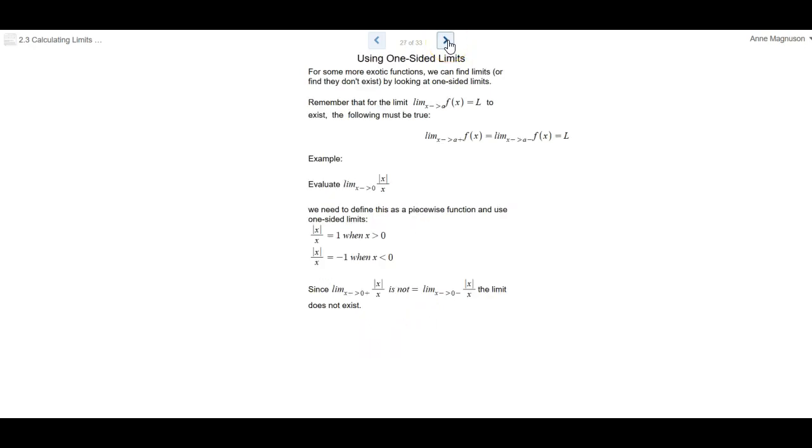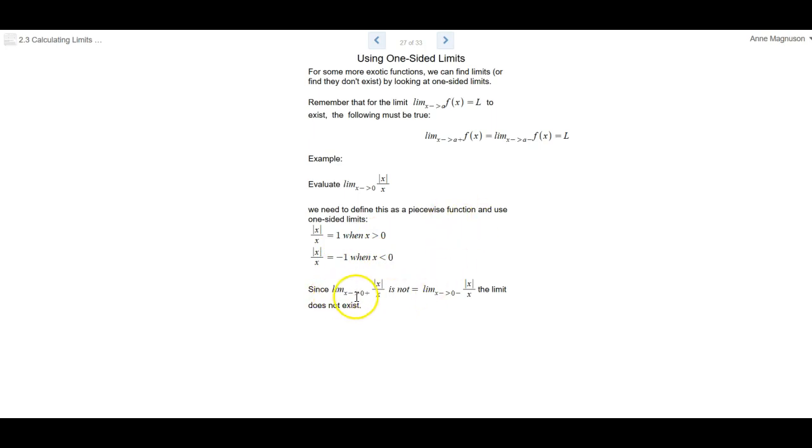Another tactic we use, if we have more exotic functions, if we don't have just a polynomial or a rational function, is to look at one-sided limits. An example might be this function. It's not rational, and I don't have any limit laws about absolute values, so we need to define this as a piecewise function. The absolute value of x over x equals positive 1 when x is greater than 0, and it's negative 1 when x is less than 0, and it's not defined at x equals 0.